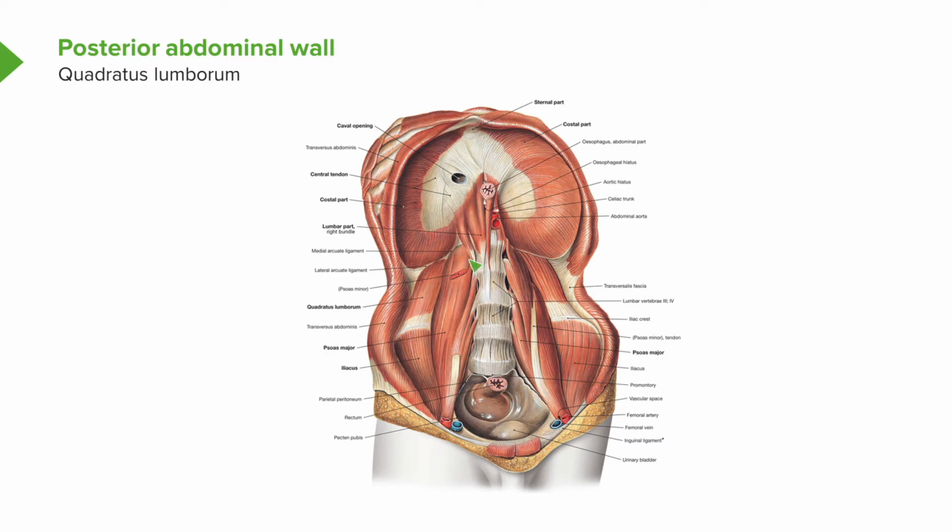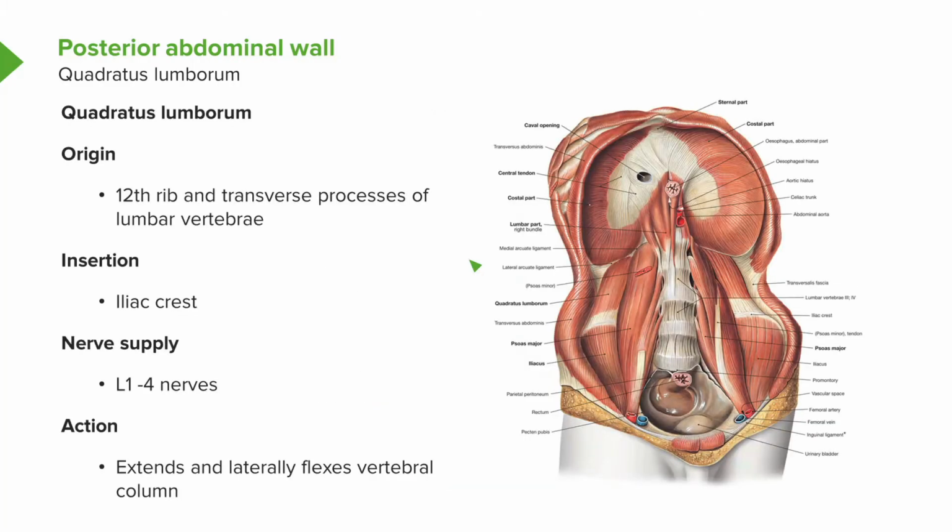So if we now look at quadratus lumborum, it sits lateral to the psoas muscle, as we can see. We obviously have a pair of these, one on either side. But it does actually extend deep to psoas muscle, attaching to the 12th rib and transverse processes of the lumbar vertebrae. It extends across in this direction, running between the iliac crest here and the 12th rib running up here. So it fills this space, and that's quadratus lumborum.